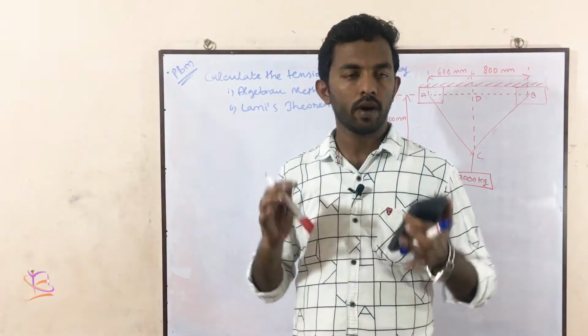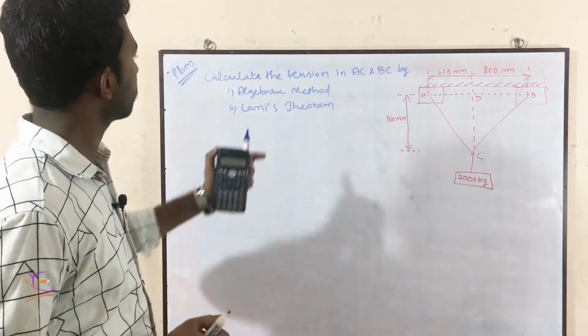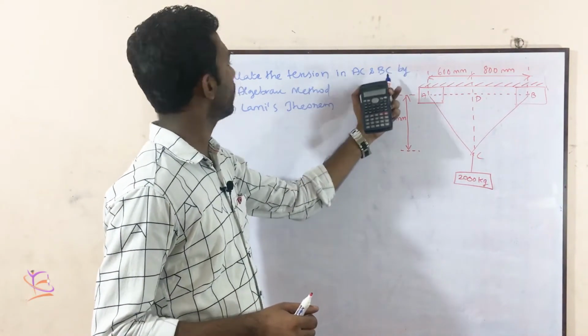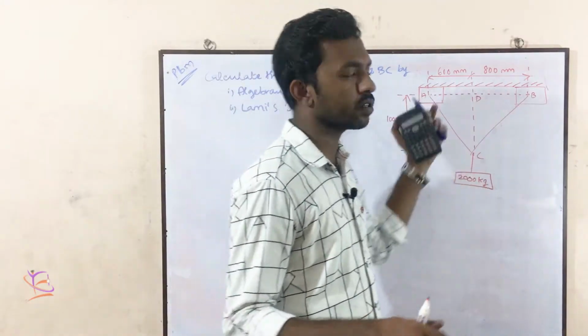Okay. Now we are going to see the problem. Calculate the tension in AC and BC by algebraic method as well as the Lami's theorem. So here the structure is given.